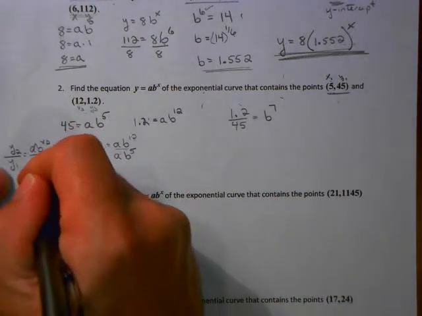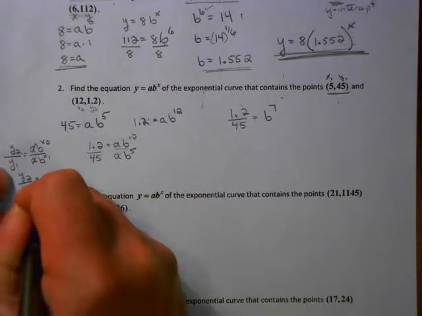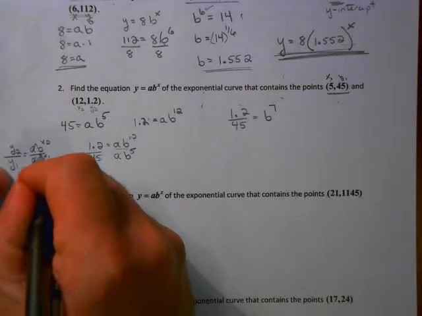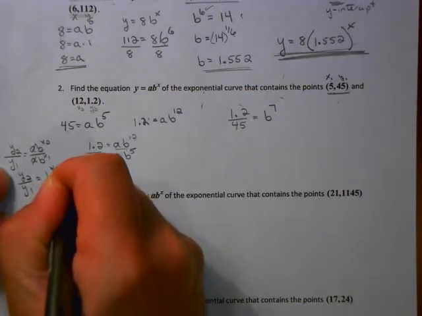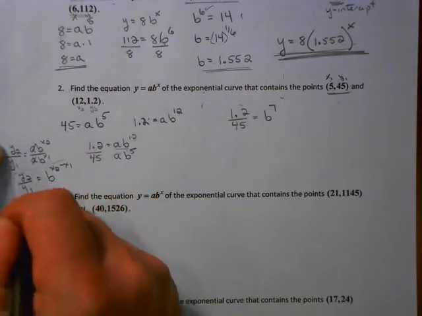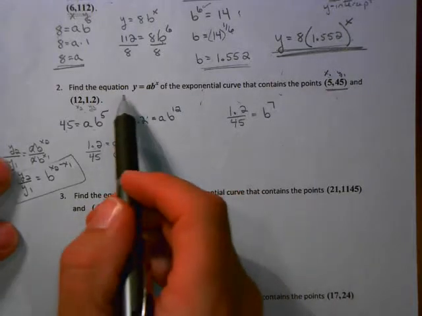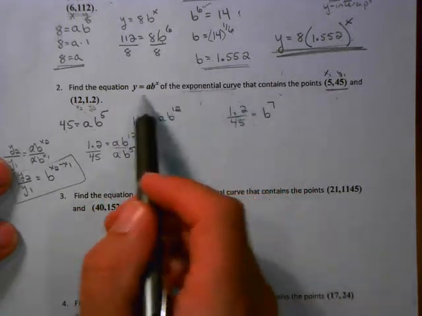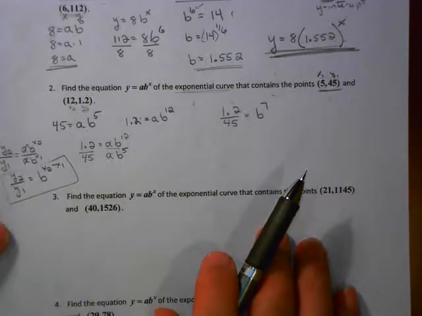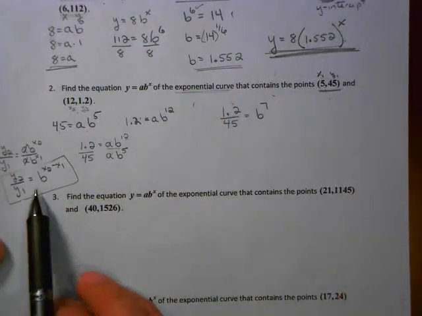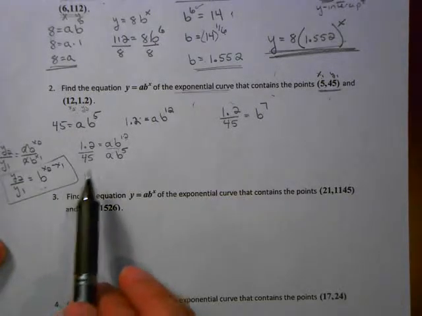And these cancel, so this is y2 over y1 equals, same base dividing, subtract exponents, b to the x2 minus x1. So this formula would be your shortcut if you're looking for an exponential curve with two different points where you do not have the y-intercept. So we'll use this one in question number 3 and question number 4.